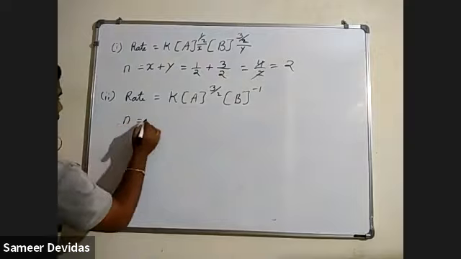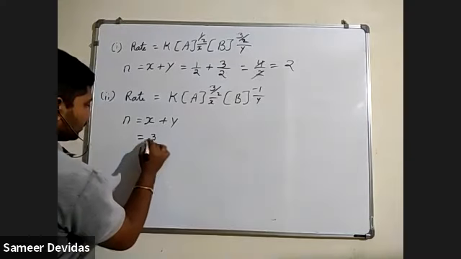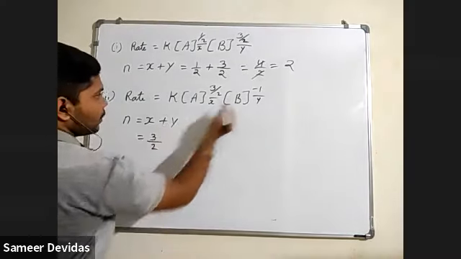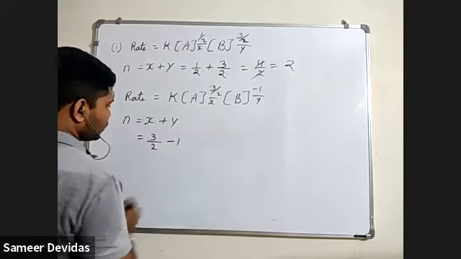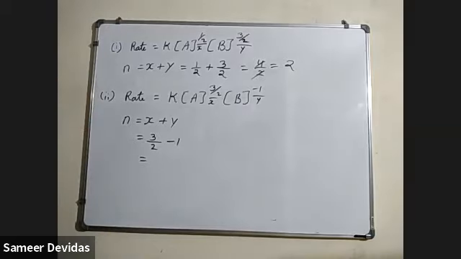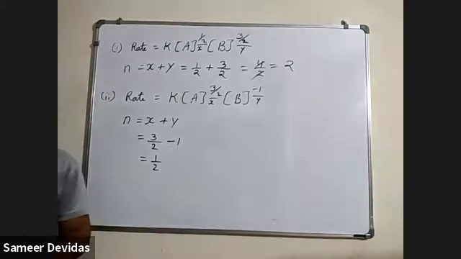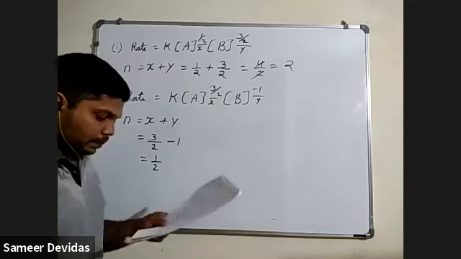Yes, sir. Here also the same thing. X, this is x, this is y. That is 3 upon 2 plus y. Here it is minus 1. So what is the answer in this case? 1 upon 2. If it is 1 upon 2, student, then which order will you call it? Half order. Very good. Then take one more problem, students.